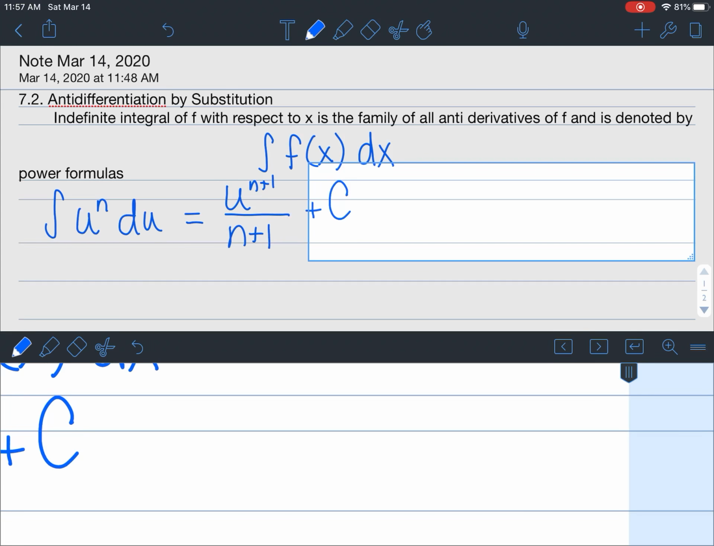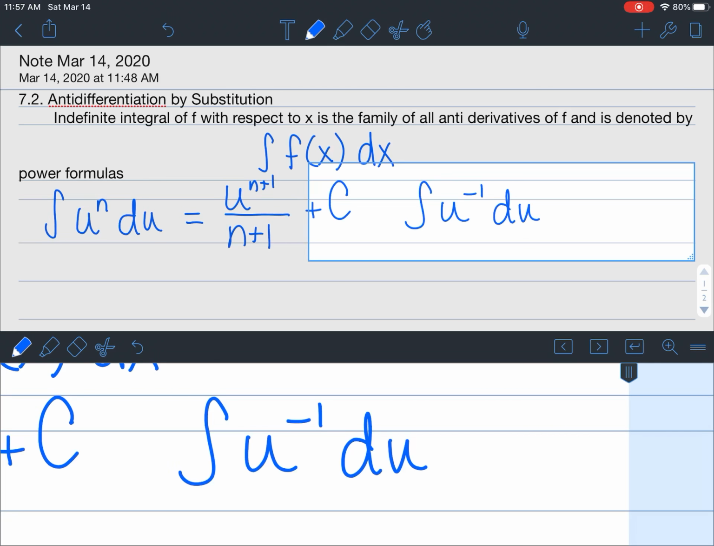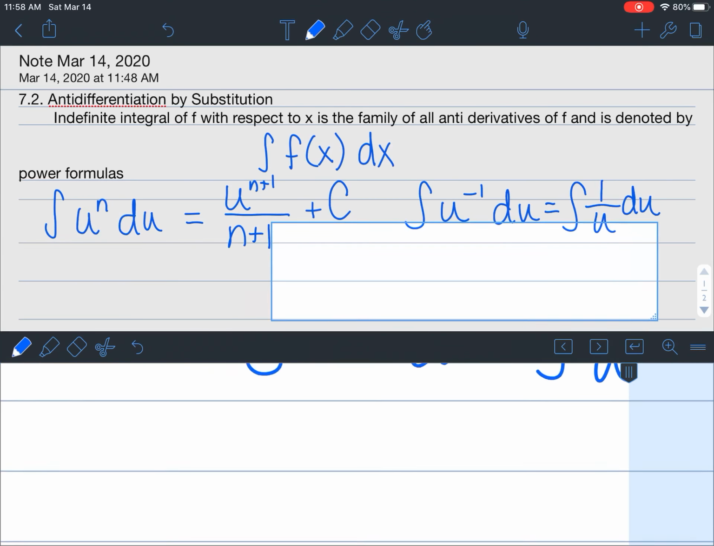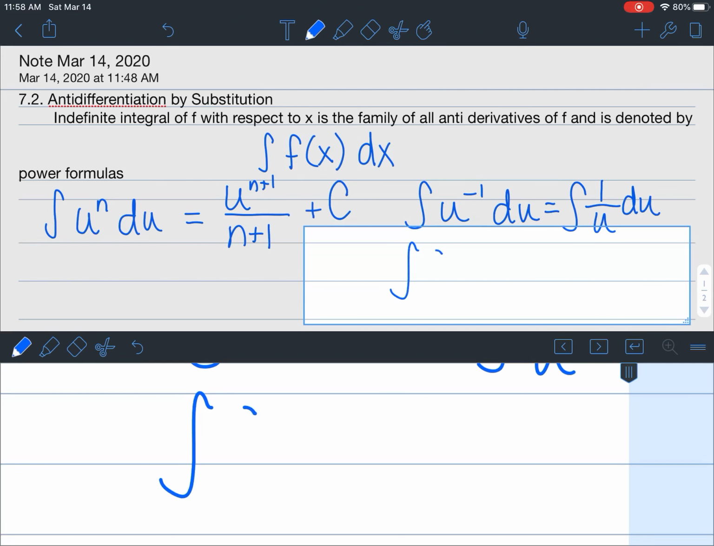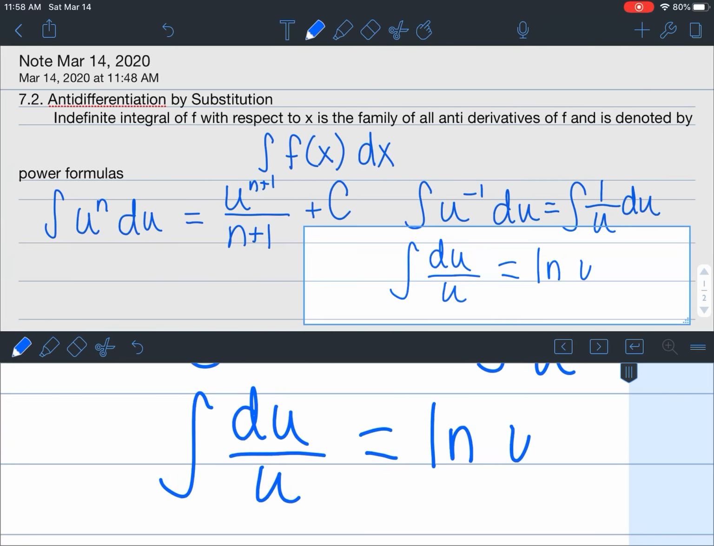Okay, here's the next one. This one's a little sneaky. The integral of u to the negative 1 du. Let's think about what that really is. Doesn't that equal the integral of 1 over u du? Or you could even say that equals the integral of du over u. I don't really like this particular form, but it doesn't mean that you're not going to see it printed somewhere. So if you remember, whose derivative is 1 over x? ln x, or in this case, ln u.